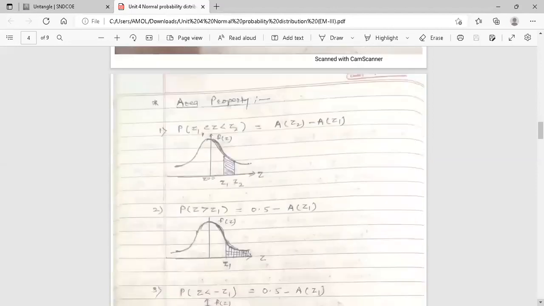Now the area property, the first one, probability between Z1 and Z2. When we have to find the probability between X1 and X2 using normal distribution, we convert X1 and X2 in terms of Z1, Z2, and then we find the probability between Z1 and Z2. Now see, what is the formula to calculate it? If Z1 and Z2 both are positive, then they will be on the RHS side, and the probability between Z1 and Z2 is nothing but the area between Z1 and Z2.